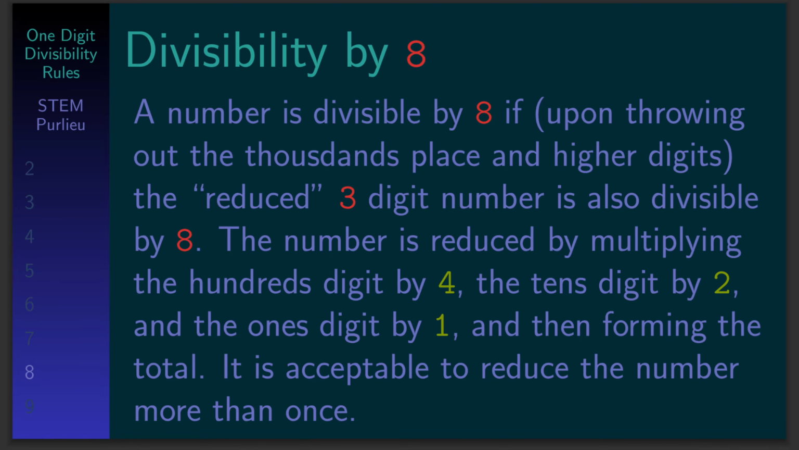A number is divisible by 8 if, upon throwing out the thousands place digits and higher order digits, the reduced 3-digit number is also divisible by 8. The number is reduced by multiplying the hundreds digit by 4, the tens digit by 2, and the ones digit by 1, and then forming the total. It is acceptable to reduce the number more than once.